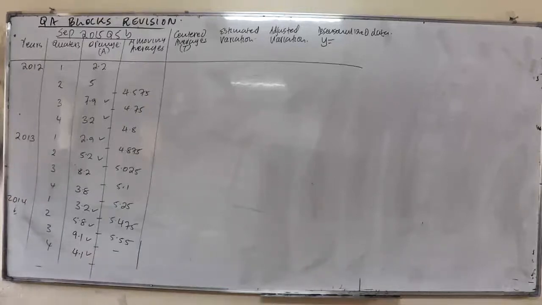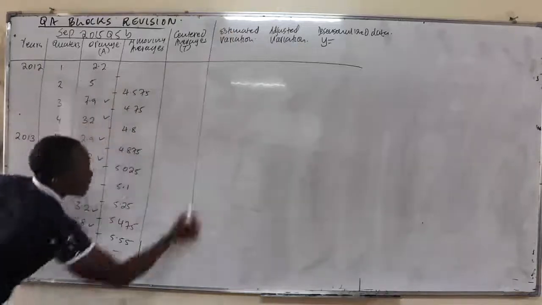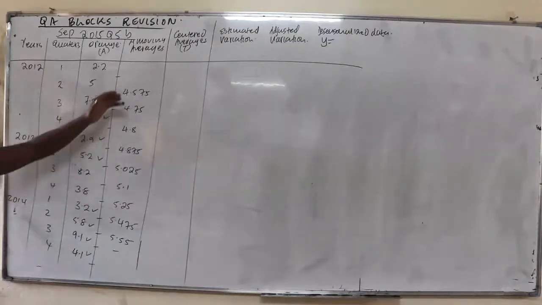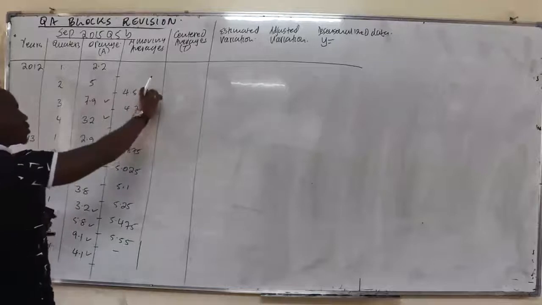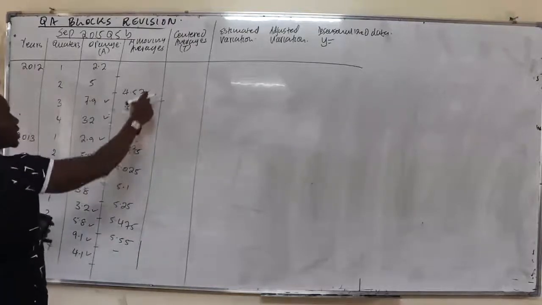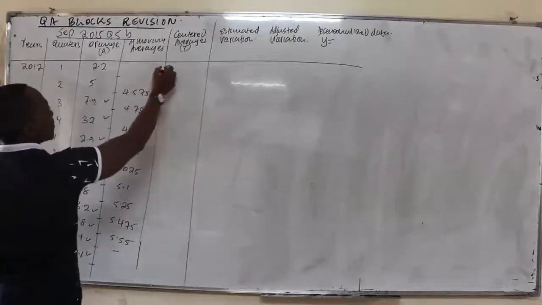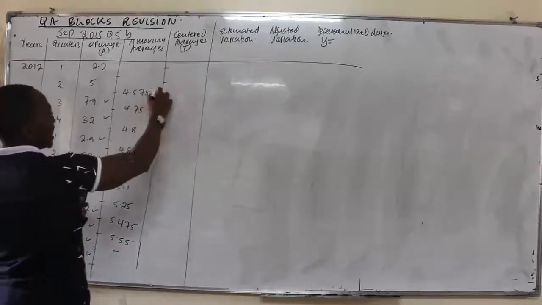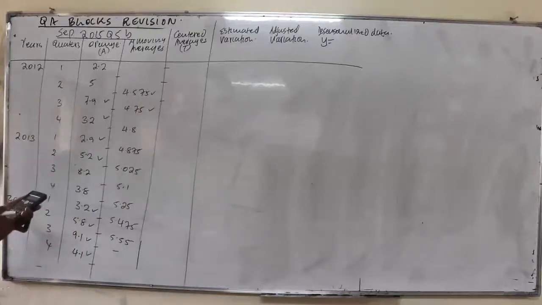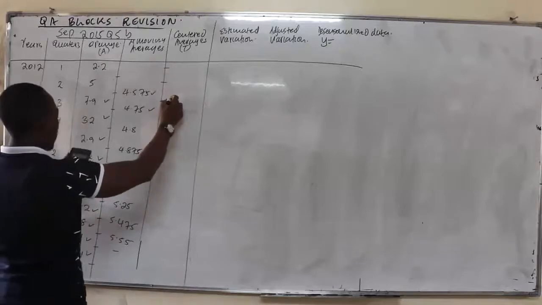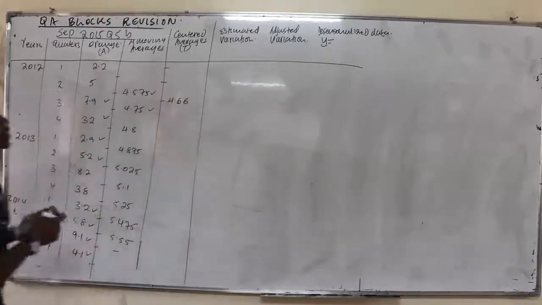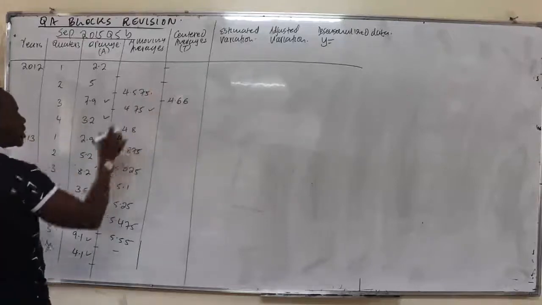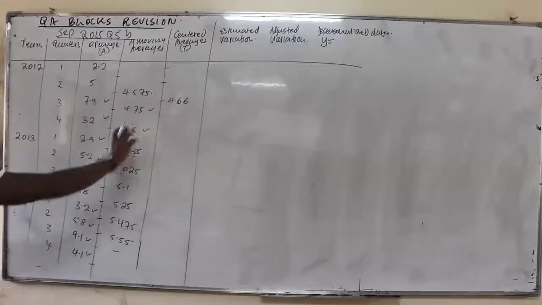So once you have the 4 moving averages, now you can get the centered averages. And how do we get the centered averages? You just center the 4 moving averages. You take the first 2, then you get the average, and then you put it in between them. So in this case, you take 4.575, you add 4.75, I've added the 2, then you get the average, and then you center it. So you have 4.66. Then you drop the first one, you center the next 2.